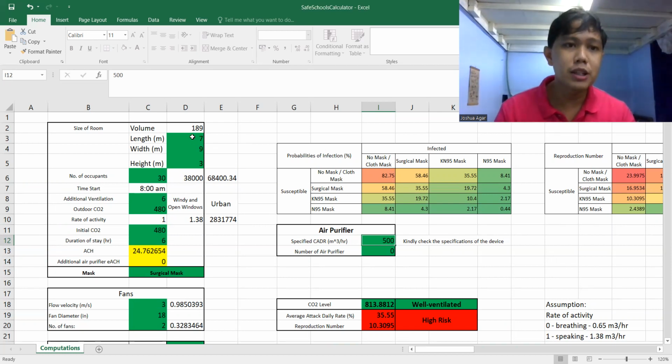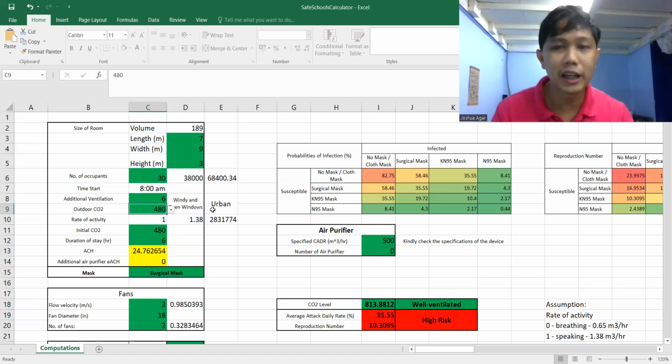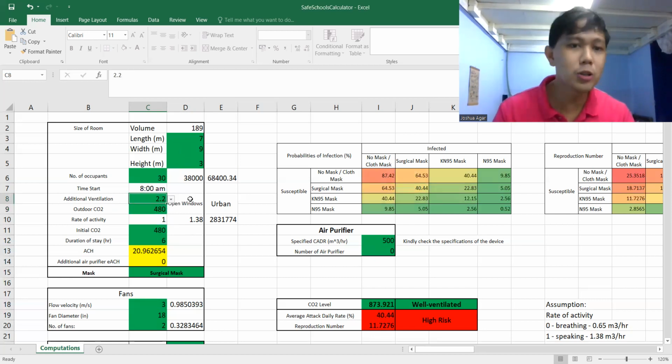So given, for example, the size of the room, we assume this to be constant. Of course, this is geometric, and this is the scenario that you'll be exploring. So if, for example, a classroom with this certain length, width, and height, and for example, the initial total duration of class is 6 hours. And you assume an outdoor CO2 of 480 in urban areas, but for the rooms, perhaps we assume open windows, for example, we let diffusion do its thing.